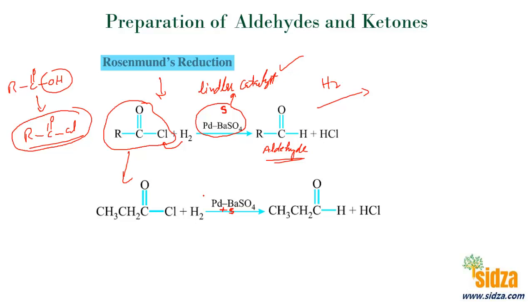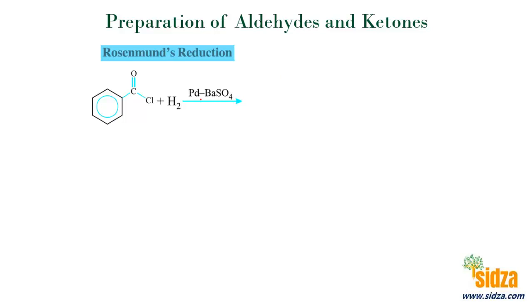In this example, you have CH3CH2COCl, and you react it with hydrogen gas in presence of a Lindlar catalyst. Only the chlorine is replaced by hydrogen, so you get CH3CH2COH and HCl. Sulfur is very important, because this sulfur poisons the palladium a little bit. It decreases its activity. That's why it cannot further reduce the double bond.